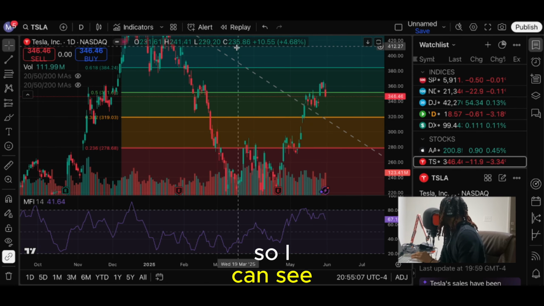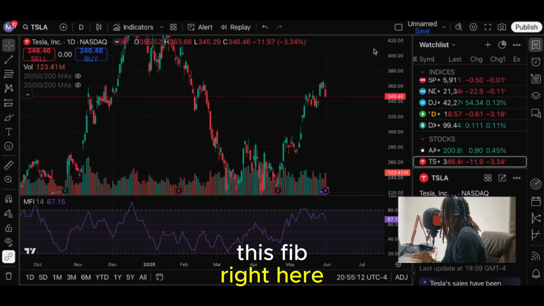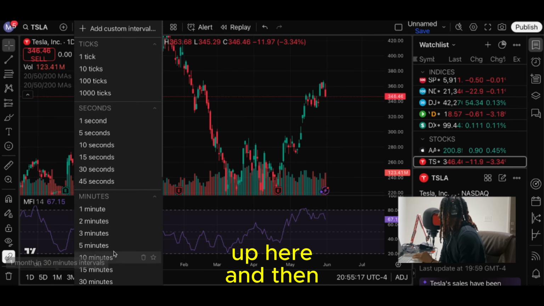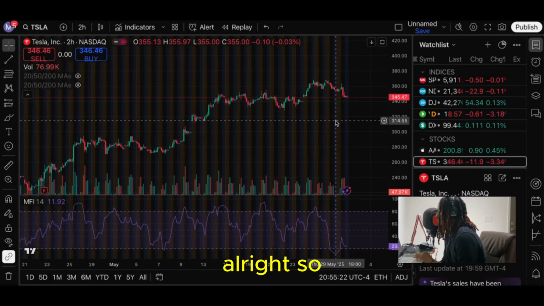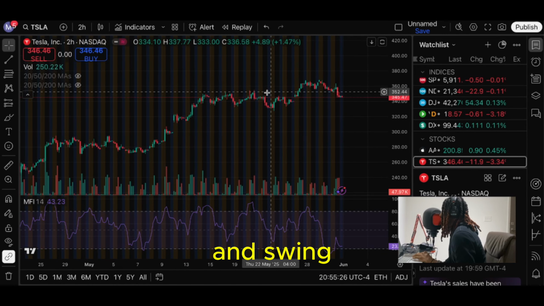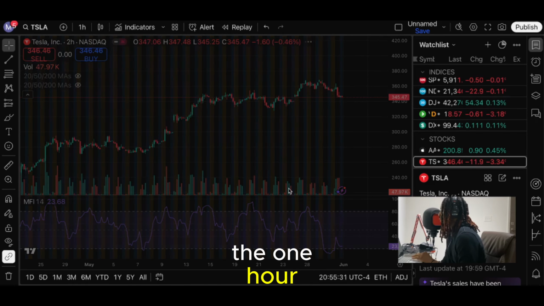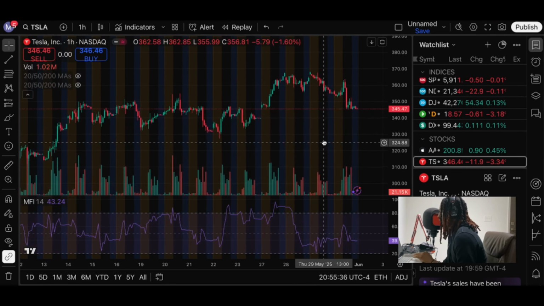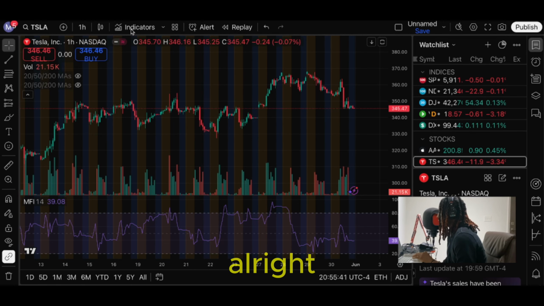I'm gonna go in on the 2 hour so I can see some of my levels there. Let me go ahead and delete this fib right here. And then I'm going down on the 2 hour, click my time frame up here. And then I scroll up, there we go, 2 hour. All right, so I'm gonna use my most recent swing high and swing low. So to go even closer, we can look at the 1 hour. All right, so boom. I'm gonna use right here.